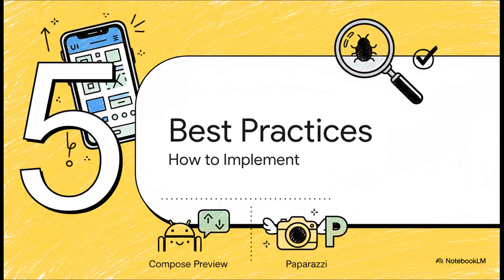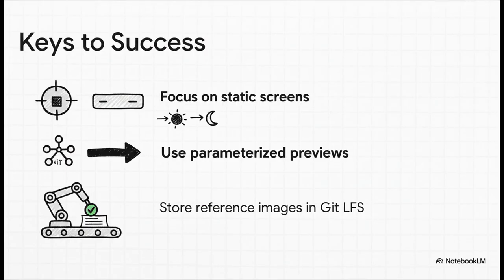All right, so whatever tool you end up picking, how do you actually use it effectively without creating a maintenance nightmare? Let's cover some best practices. Okay, this is really important. Don't try to screenshot test everything. You'll go crazy. Focus your efforts on your most critical static UI components, your design system elements, key screens. Use parameterized tests to easily check different states, like dark mode, light mode, different languages, or font sizes.